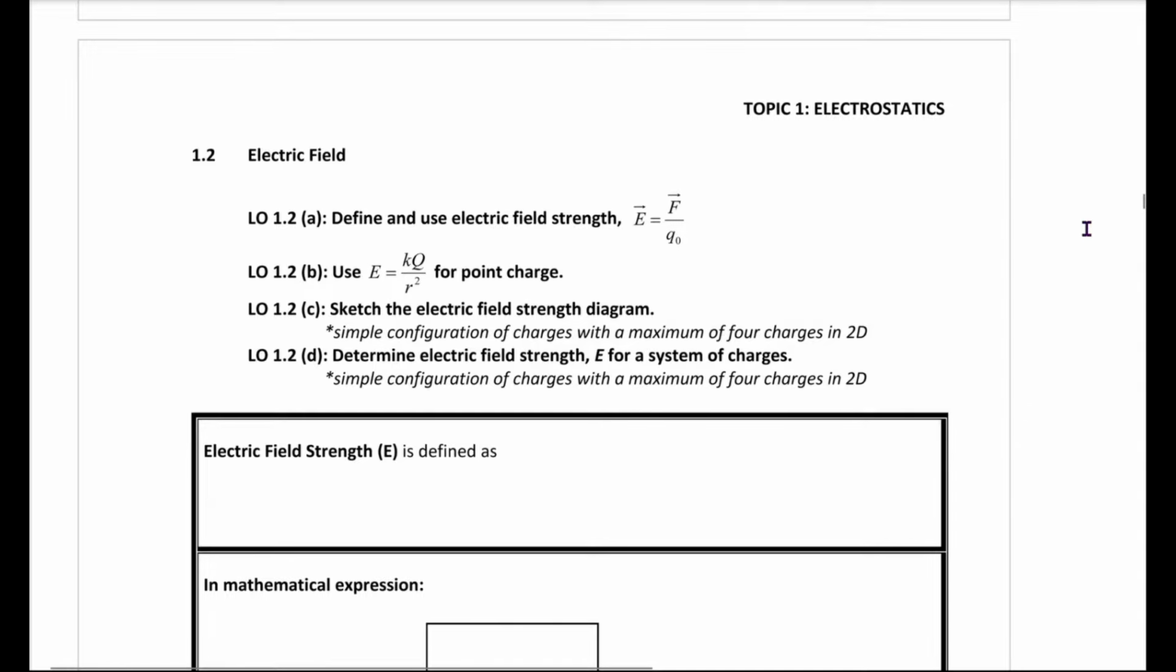So welcome back. Jadi dalam video kali ini kita akan sambung subtopik 1.2 under electric field. Okay, so jadi electric field ni apa dia? Kalau kita ada contoh, kita ada positive point charge. Positive point charge, direction of electric field iaitu medan elektrik. Okay, so medan elektrik positive.